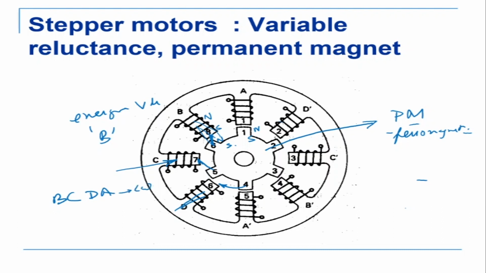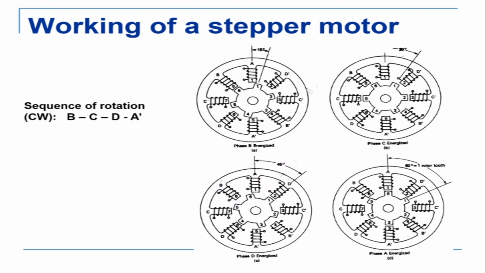Okay, this is a figure which shows that I energize B, then so what happens? C aligns against this, then energize C. Okay, what happens? This one moves this side. Then I energize D, this goes here, and I energize A, which goes here. Okay, so if I energize B, C, then D, then A, it goes in the clockwise direction. If I go in the reverse direction, then it becomes counterclockwise.